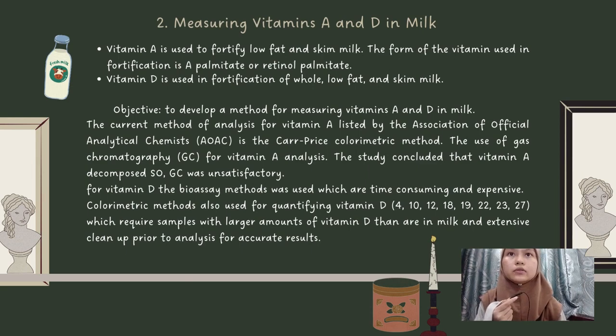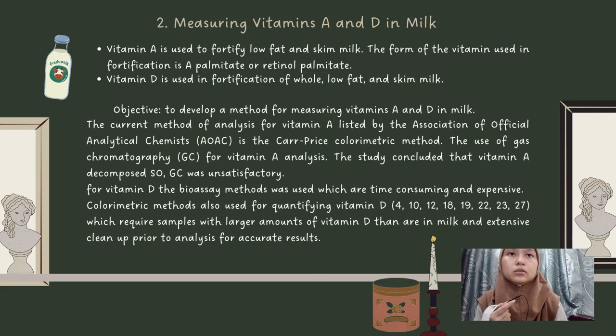Vitamin A is used to fortify low-fat and skim milk, while vitamin D is used in fortification of whole, low-fat and skim milk. The objective of this experiment is to develop a method for measuring vitamin A and D in milk. The current method of analysis for vitamin A listed by the AOAC is the Carr-Price colorimetric method. Gas chromatography was also used for vitamin A analysis.